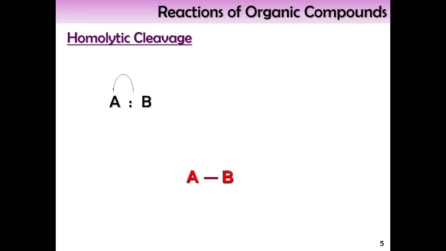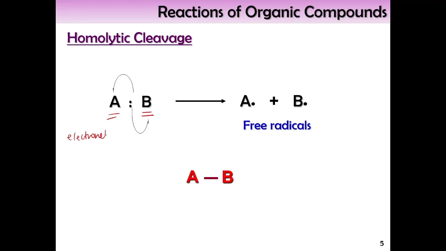As you can see, the arrow is single-headed. The single-headed arrow breaks homolytically. Why does it break homolytically? Because A and B here have almost the same electronegativity, almost similar electronegativity. So A and B here break, and each one will get an electron.